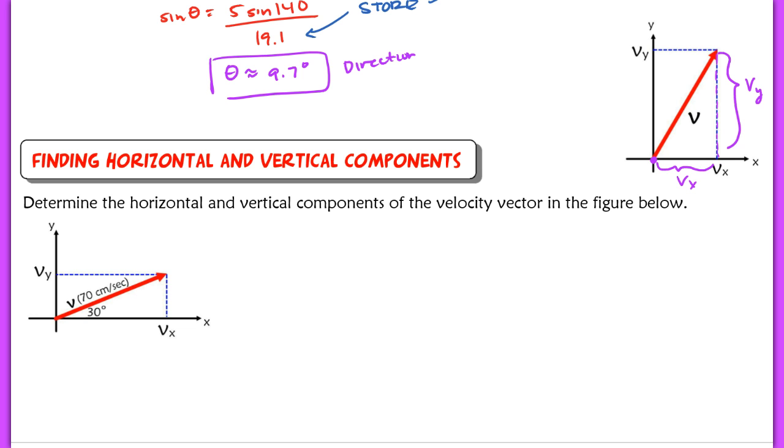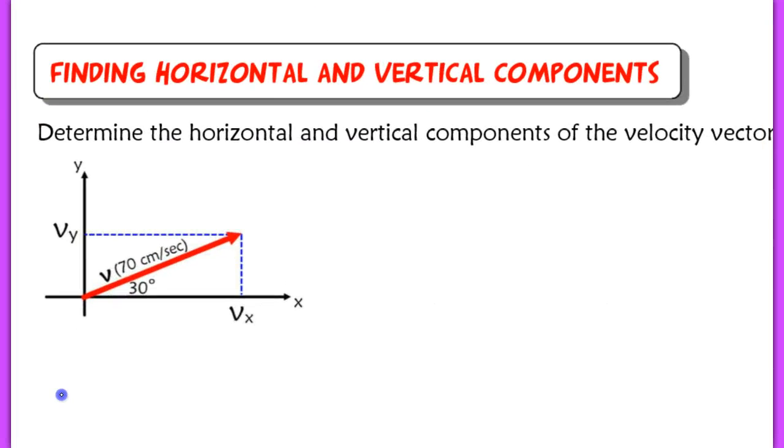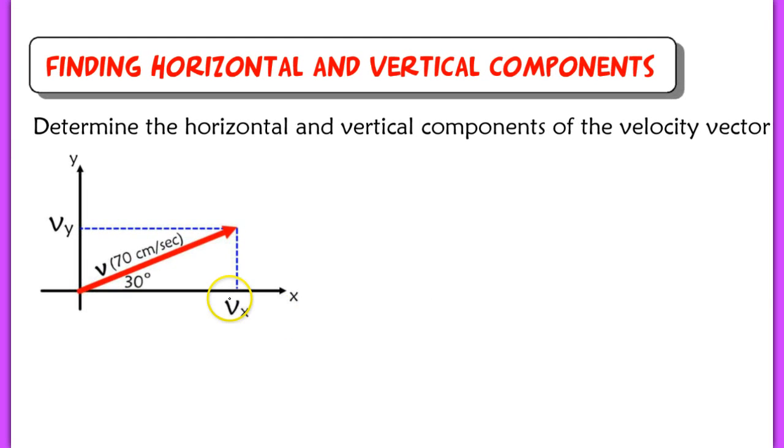So let's now apply that to this particular velocity vector in the diagram below. So here I want to calculate both the vertical component and this horizontal component. So this particular velocity vector has a speed of 70 centimeters per second and a direction of 30 degrees that's formed with that horizontal. Now I want to calculate the vertical and the horizontal components, okay? Now that vertical component is this segment's length here. So let's call that v sub y.